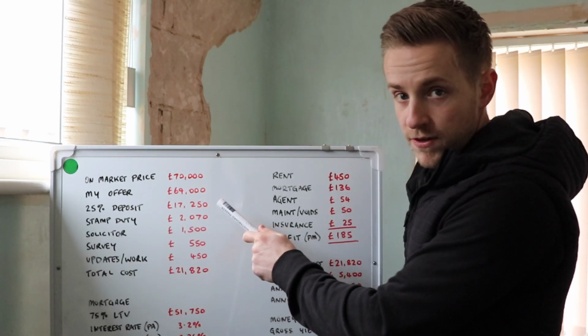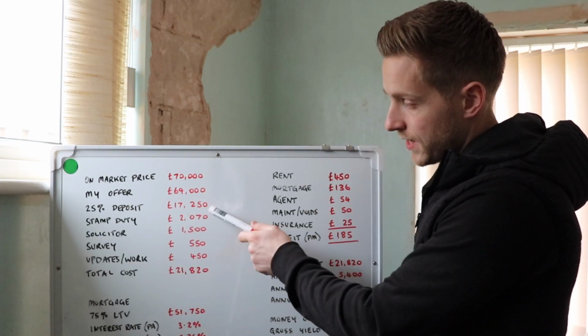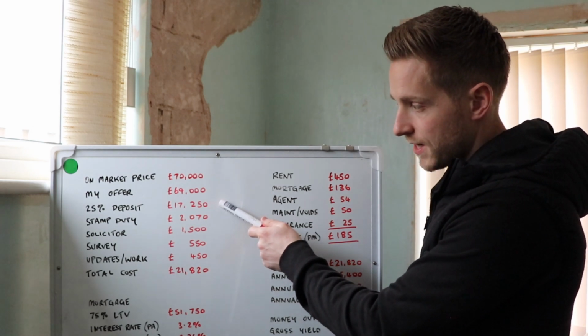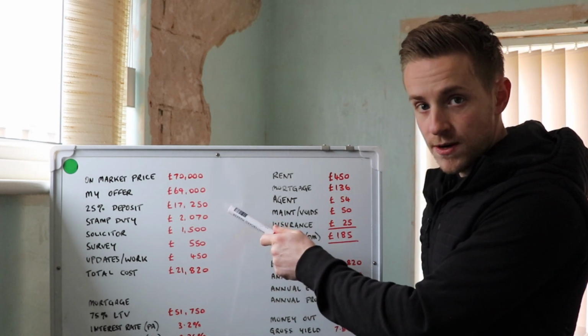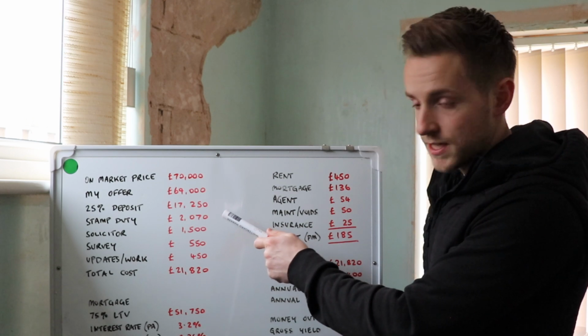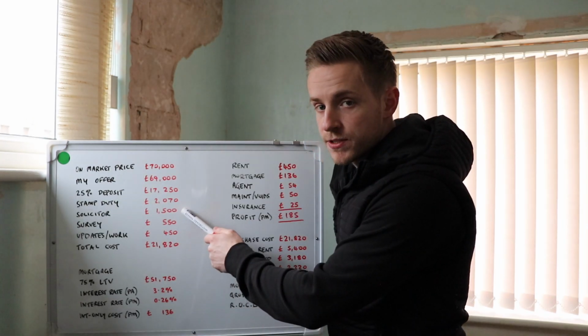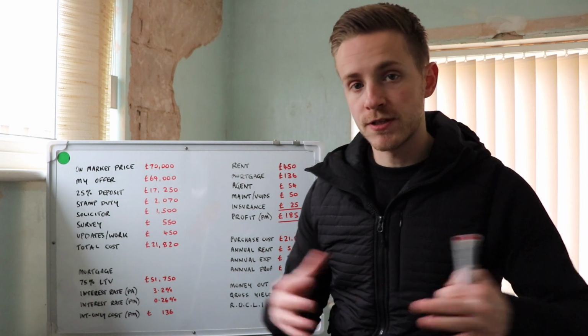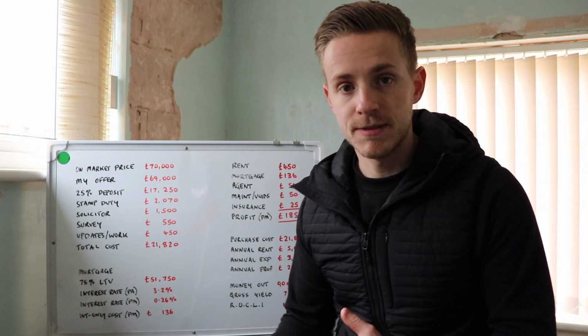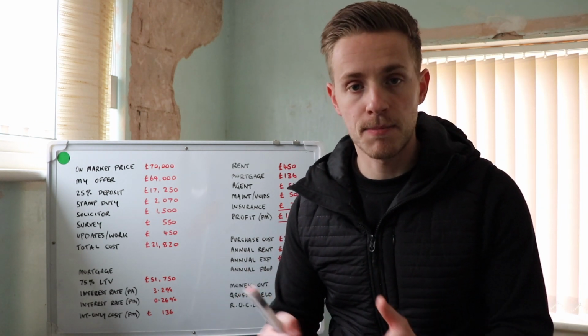So starting with the purchase price of £70,000, I've just told you the offer that was accepted was £69,000. We had a 25% deposit, which is calculated there as just over £17,000. Stamp duty is worked out as 3% because it's a buy-to-let property. For solicitors, I put down £1,500, as during the process of buying a property in a limited company, there are sometimes fees that come up along the way.